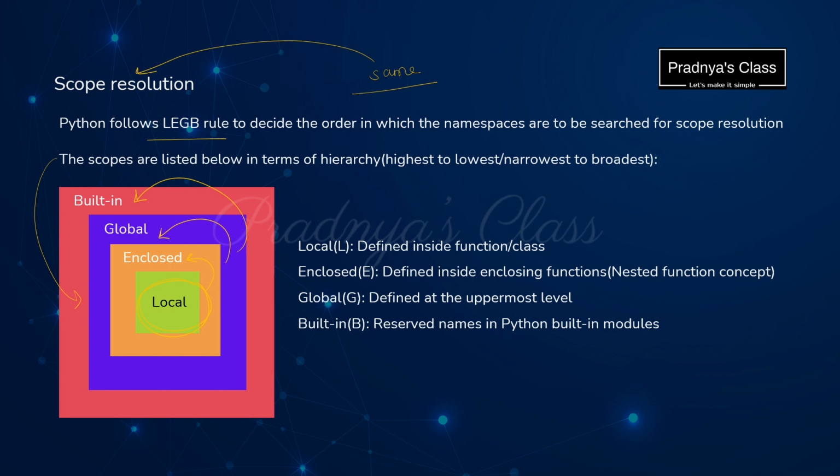We know what local variables are, which are defined within the function. The E is for enclosed, meaning the nested function concept, followed by global, which is at the uppermost level, meaning it works throughout the program. Finally we have B, meaning built-in, reserved names in the built-in modules. For now we will consider only two, local and global. So priority will be given to the local variables, then to the global variables.